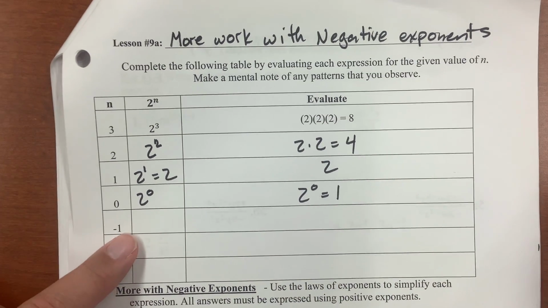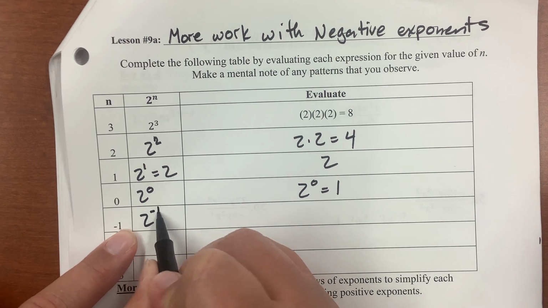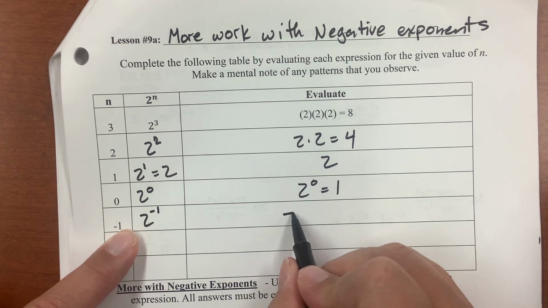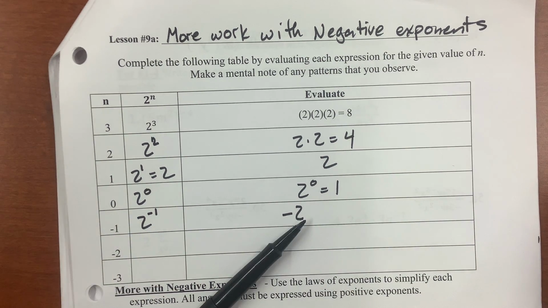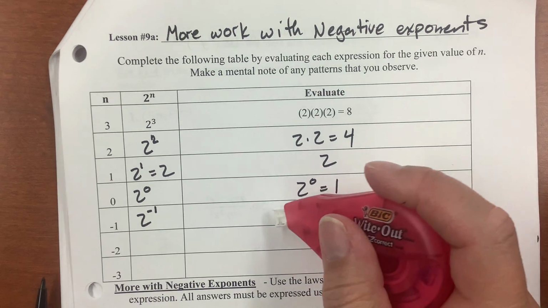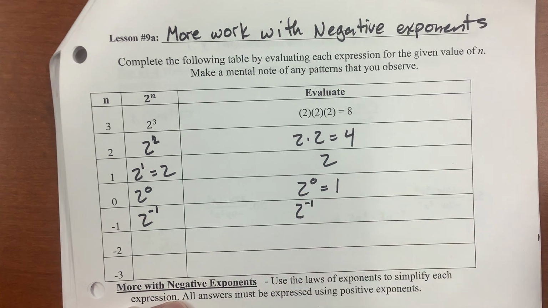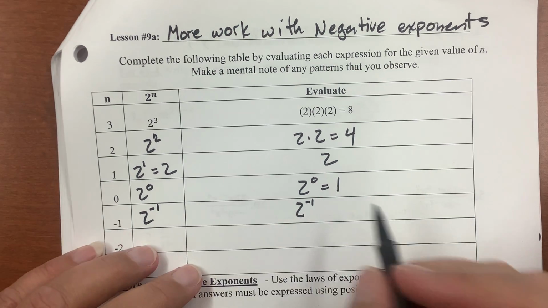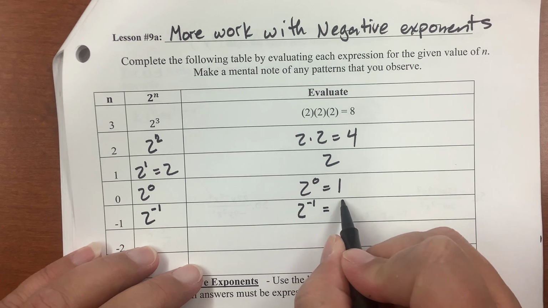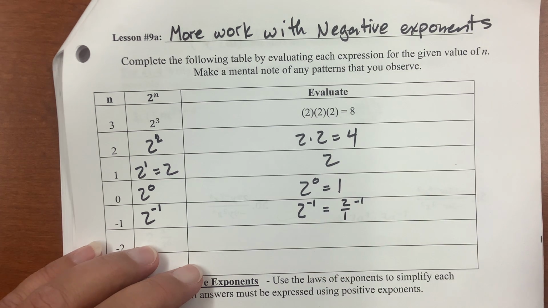All right. Now, negative exponents. 2 to the negative first power. What is 2 to the negative first? It's not negative 2. It's not negative 2. Don't make that mistake. You'll look really foolish. 2 to the negative first power. Now, the base here is 2. So what I need to do is make that a fraction. So that's equal to 2 over 1 to the negative first power.